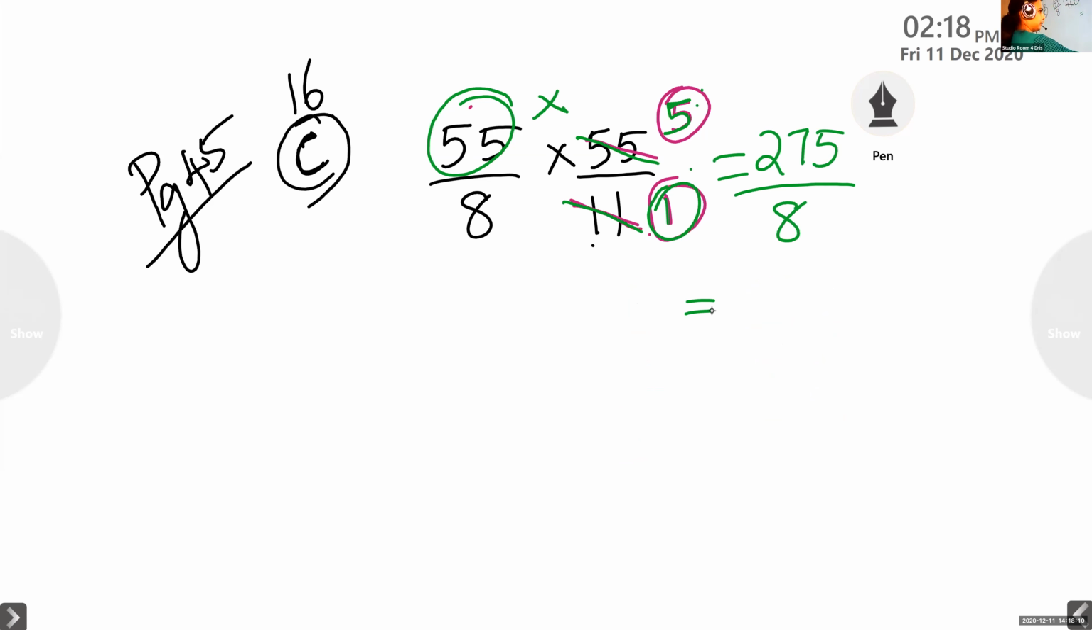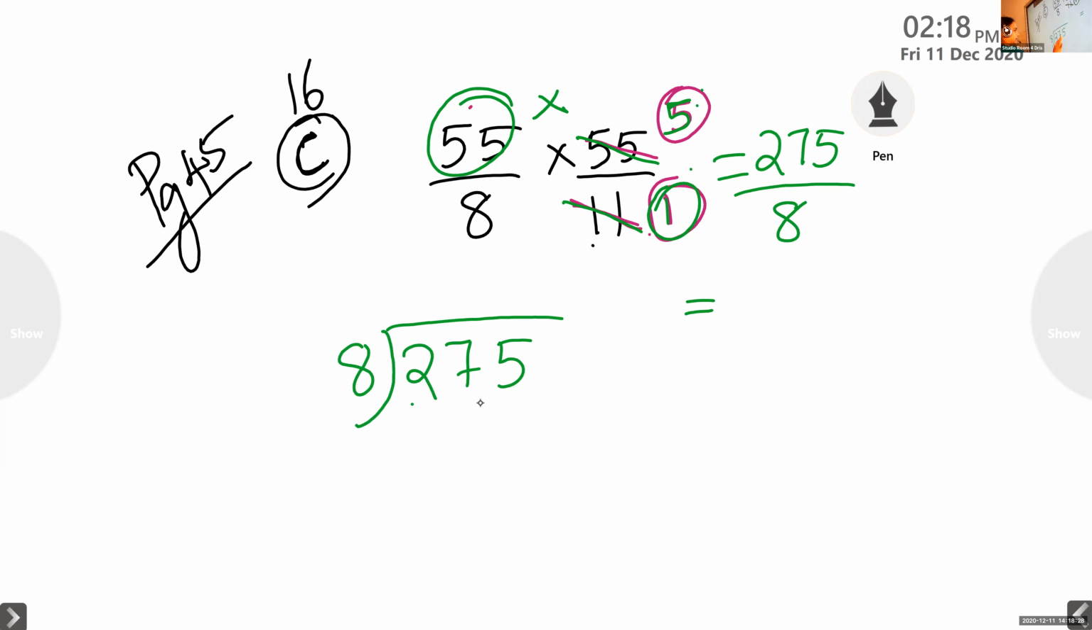Yes, Isha? Can I tell the answer? The mixed fraction of 275 divided by 8. Can you tell me the answer? Can we do it together? 275 divided by 8.